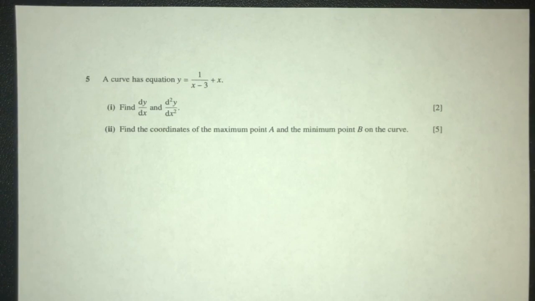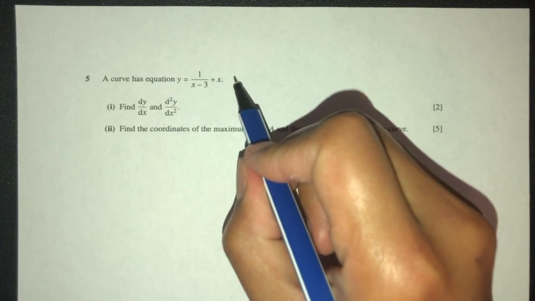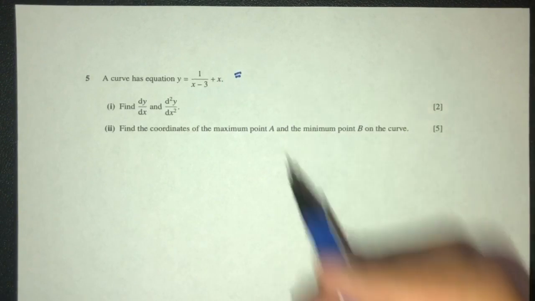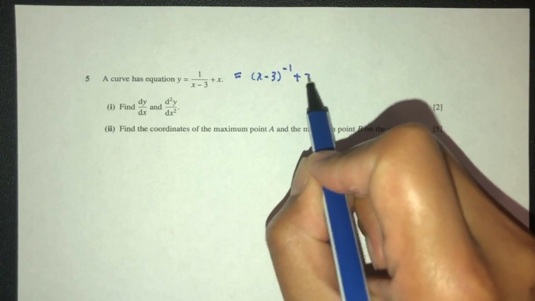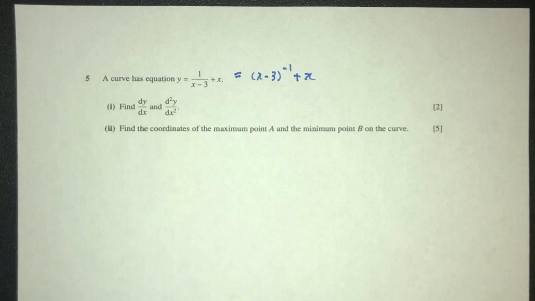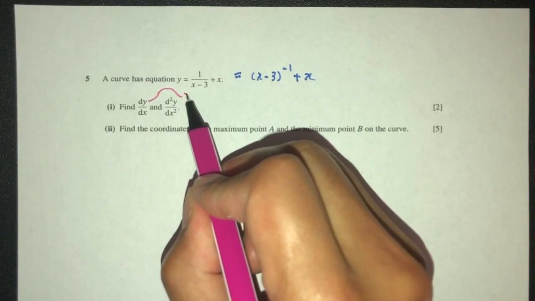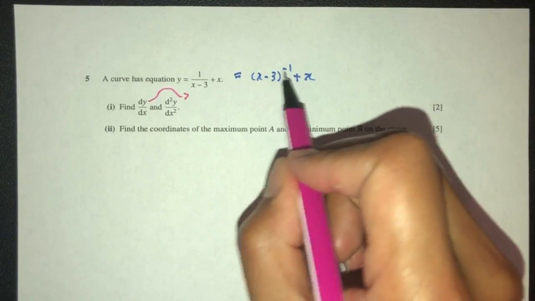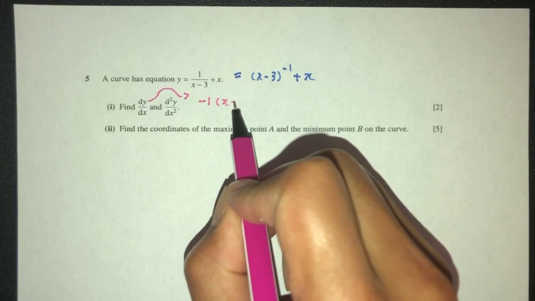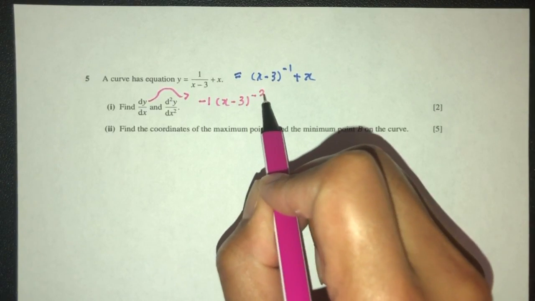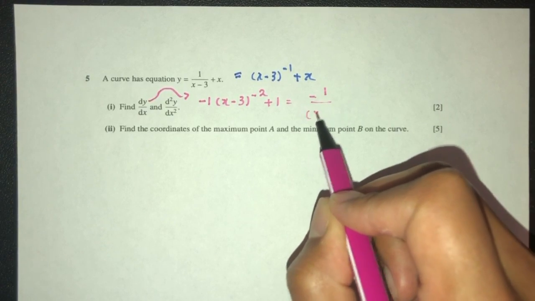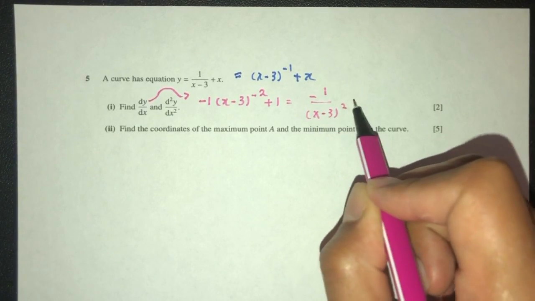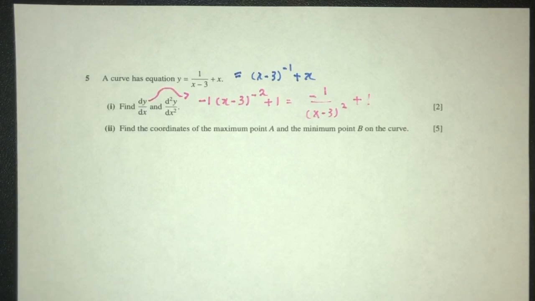A curve has equation y. This is the curve y. Okay. Now, what can I do here? As always, I like to rearrange. So I will have x minus 3 to the power minus 1, and plus x. So first thing I have to find is dy by dx. So how would you find dy by dx? First multiply by the power, then minus 1 from the power, and plus 1. That will be minus 1 over x minus 3 squared, plus 1. This is for dy by dx.